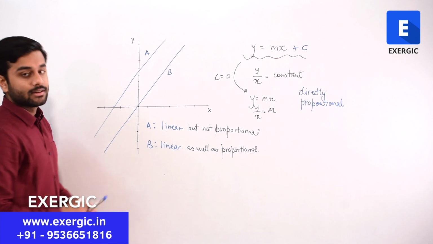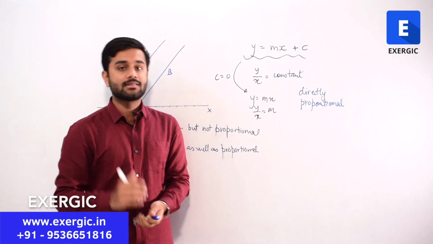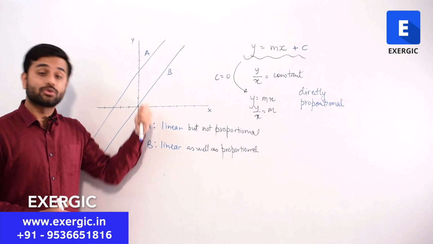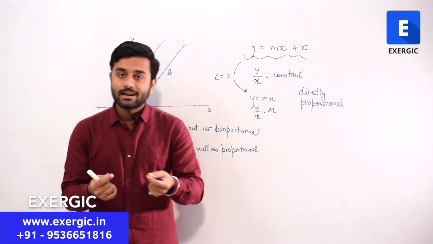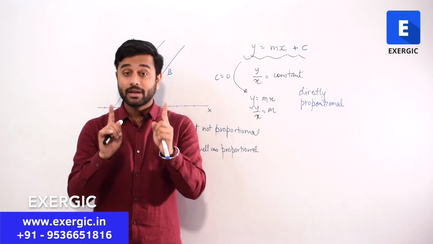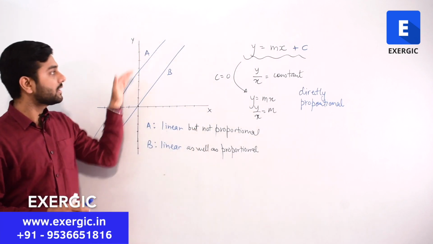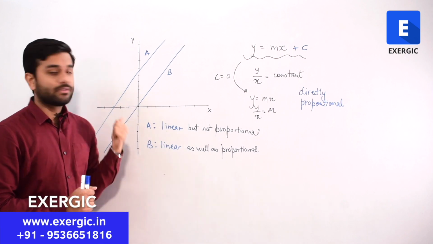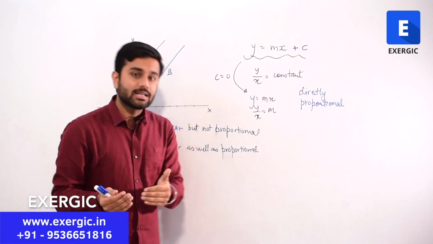In simple words, if you have two linear variations and one of them is passing through the origin, then the one which is passing through the origin is linear as well as proportional. Okay, but make sure that we are talking about straight lines here, right? So automatically they are linear to each other. So this is the key difference between linearity and proportionality. Okay.